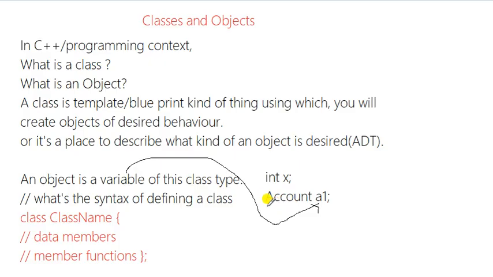So what is the type of A1? This is a class type. Account is a class type. So that's how in programming context we define class and object. You can treat an object as a variable of class type.